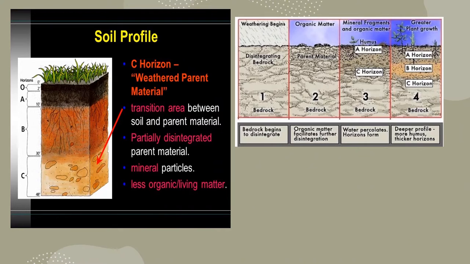Right? And the figure that you are seeing shows bedrock beginning to disintegrate, and it may be by physical, chemical, or biological methods. Then organic matter facilitates further disintegration and water percolates. So the horizons are forming as the A, B and C horizons. And the deeper the profile, the more humus and the thicker the horizon. So this is the soil profile.